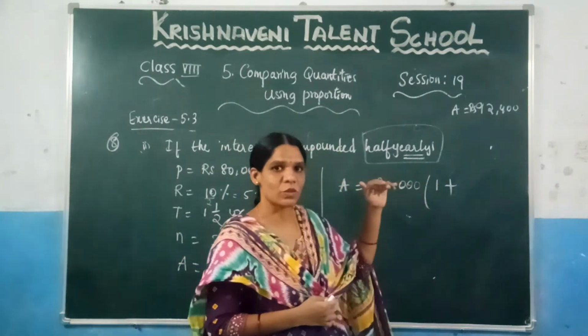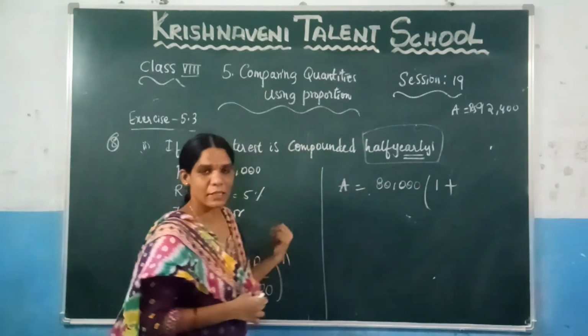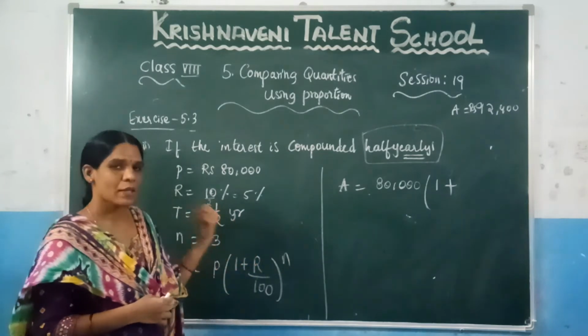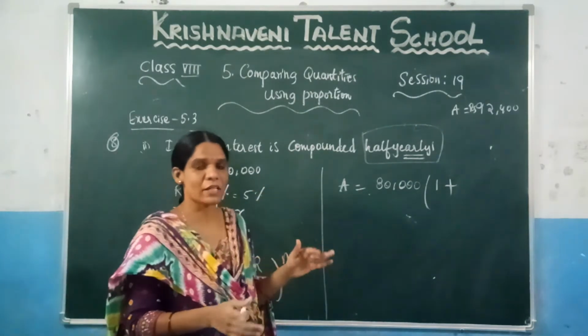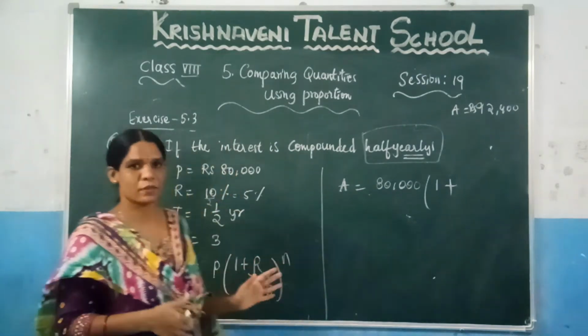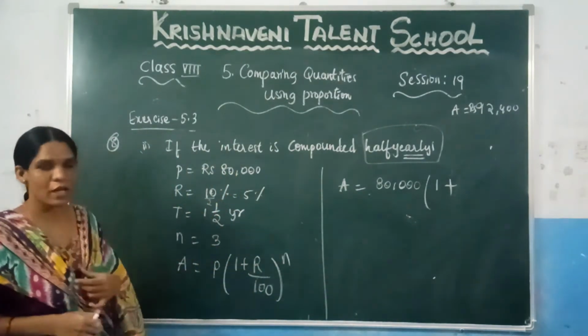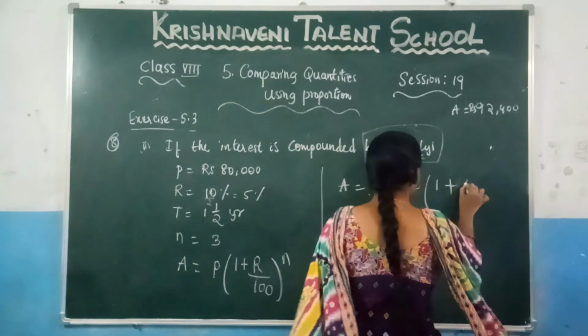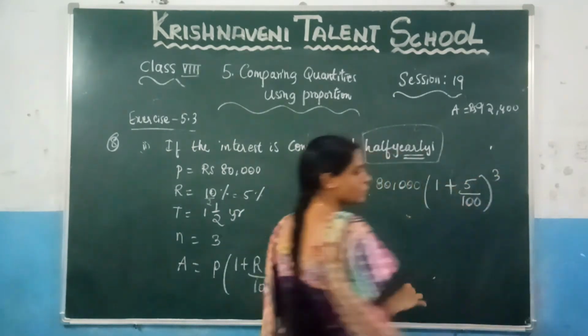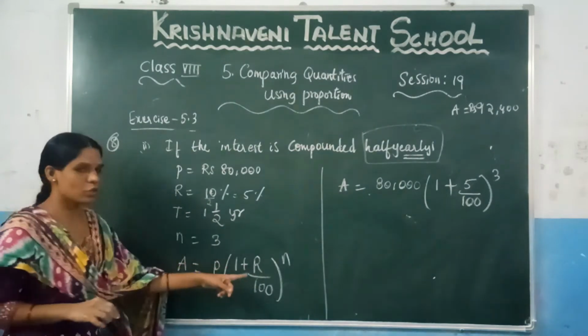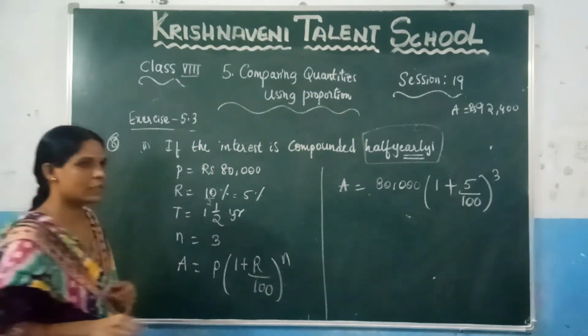Half yearly means you need to take half, which is nothing but 10 by 2, which is 5%. And after that, in case of time, half yearly means you need to calculate 6 months, 6 months, 6 months, like that. Now what is the value of R in this case? Which is nothing but 5 by 100 whole to the power of 3. Right? Here what is the value of n in this case, which is nothing but 3.